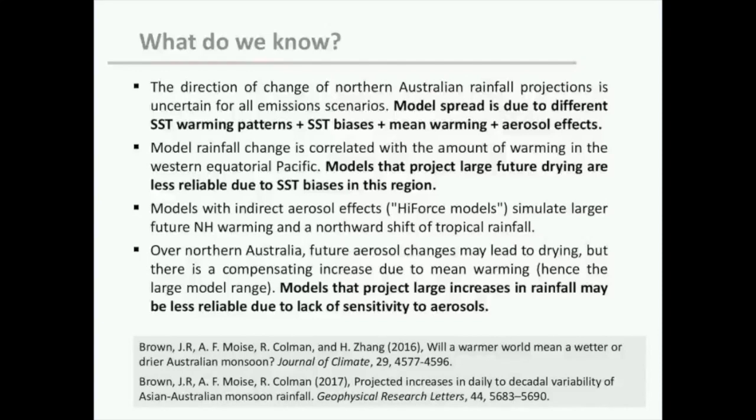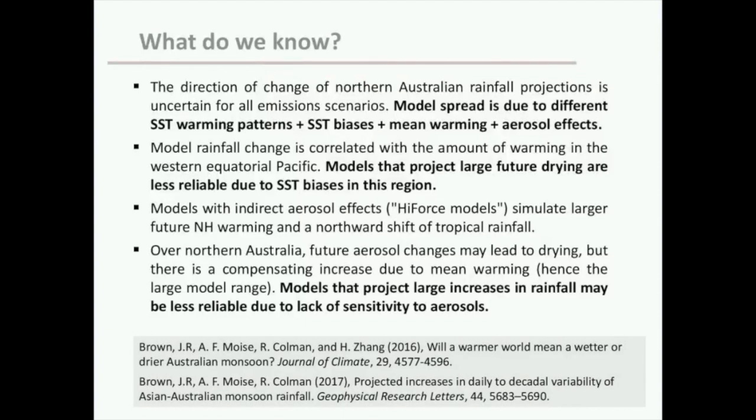Model mean rainfall change is correlated with the amount of warming in the Western Equatorial Pacific. This region's very important for our Northern Australian rainfall. So the models that project large future drying in the north of Australia, we find are less reliable because they have those big biases in SSTs in the Western Equatorial Pacific.